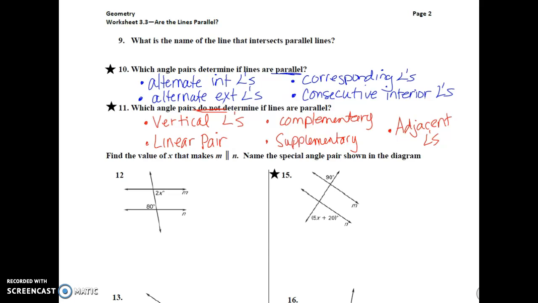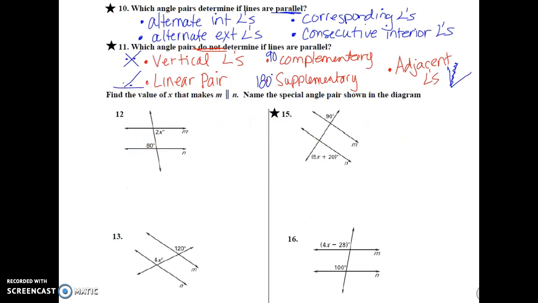So again, one more time, vertical angles, those are the two that point at each other. A linear pair, those are the two that are next to each other on a straight line. Complementary angles, those are any two angles that add to 90 degrees. Supplementary angles are any two angles that add to 180 degrees. And adjacent angles are just any two angles that have a shared side, they're next to each other. None of those angles make lines parallel.